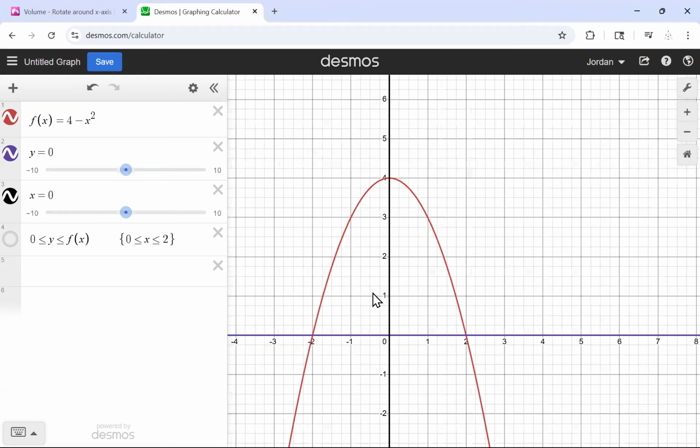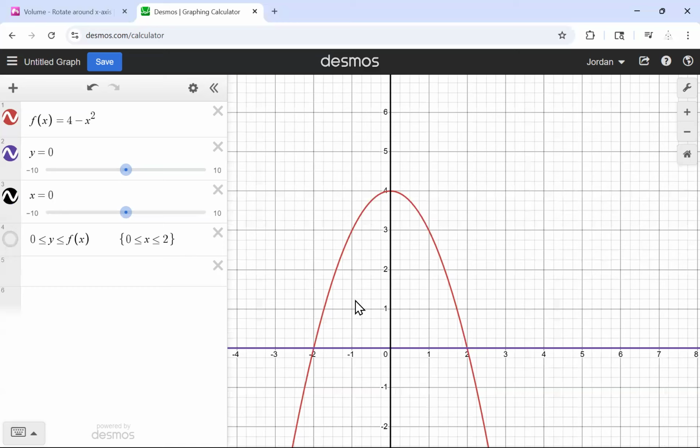And if we're talking about the area, so now we have two bounded areas. One is over here, one is over here. It's stated that it wants to be the one in the first quadrant, so it wants to be the one that goes from 0 up to 2. So that's the region we're going to be revolving around the x-axis.